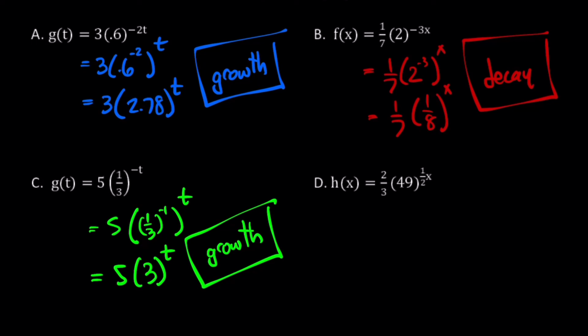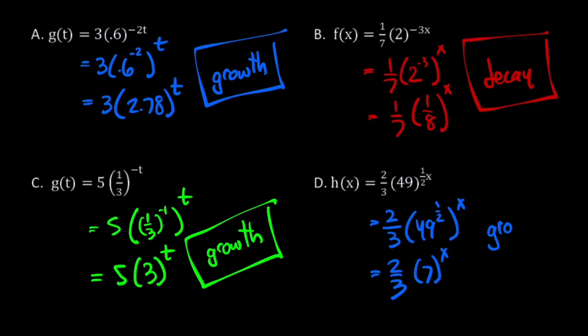And our last one, again, without a calculator, I can do this. Bring in the 1/2. So I have 2/3 times 49 to the 1/2 to the x. Well, the 1/2 power is the same thing as the square root, so that's 2/3 times 7 to the x, and 7 is clearly more than 1, so that is also a growth.